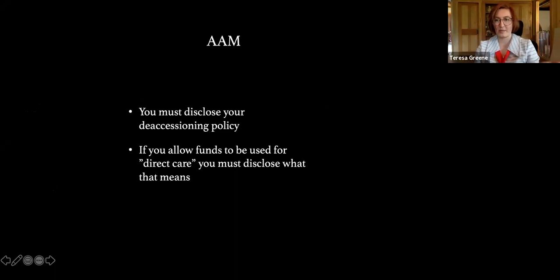All right, so AAM has recently upped their standards, and now you must disclose your deaccessioning policy to the public. And if you allow funds to be used for direct care, you also must define that within your collections policy.